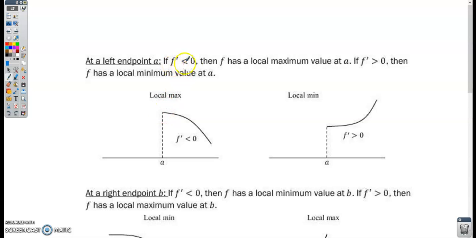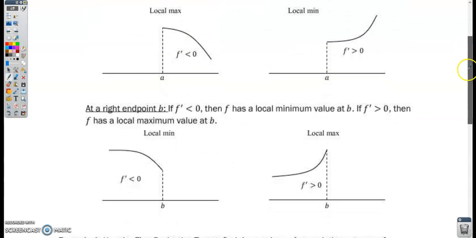maximum value because the function is decreasing as we move away from that critical point. If the derivative is positive, that means the function has a local minimum value because the function is increasing as it moves away from that critical point. Similar scenario at a right endpoint.